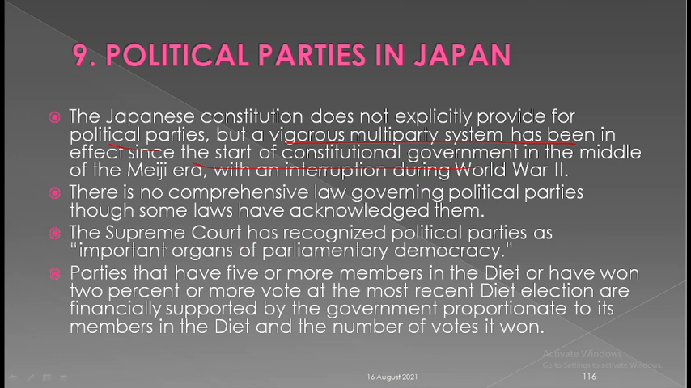According to the Supreme Court, political parties are important organs of parliamentary democracy. In fact, we have to remember that democracy cannot be run smoothly without political parties. Parties that have 5 or more members in the Diet or have won at least 2% of the vote are financially supported by the government proportionate to its members in the Diet and the number of votes it won.